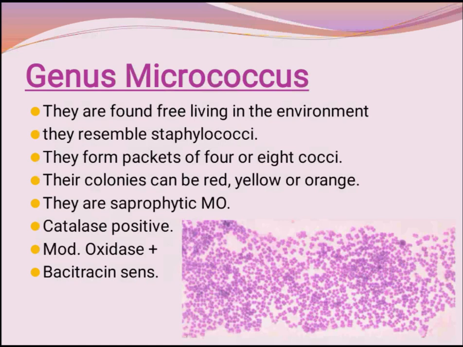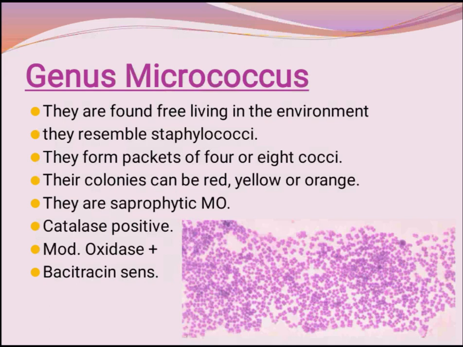Now we'll talk about another genus. We finished the genus Staphylococcus, and we will start with the genus Micrococcus. It's less important, but it could be mistaken for the staphylococci, so it's important to identify them and differentiate between them and the staphylococci. The genus Micrococcus is found free living in the environment. They resemble staphylococci.